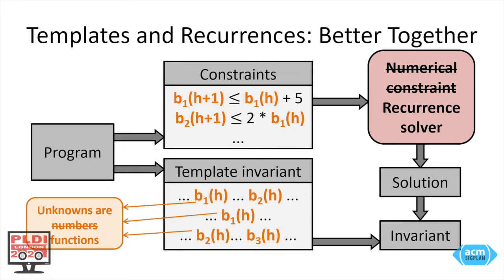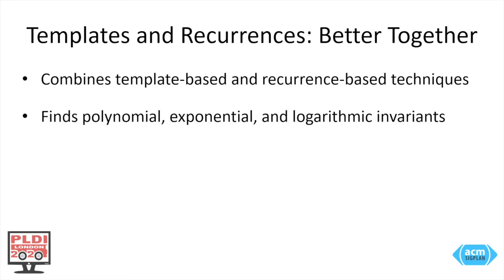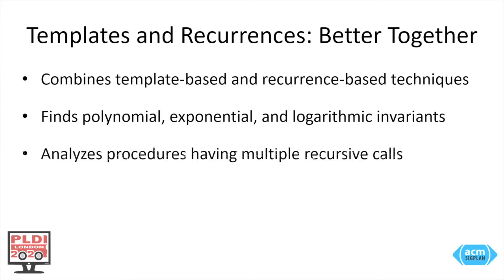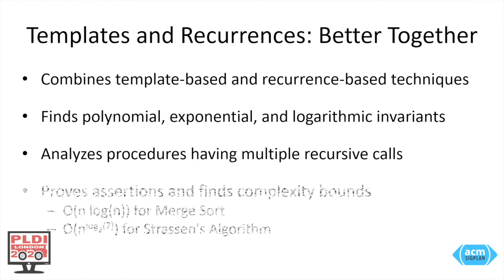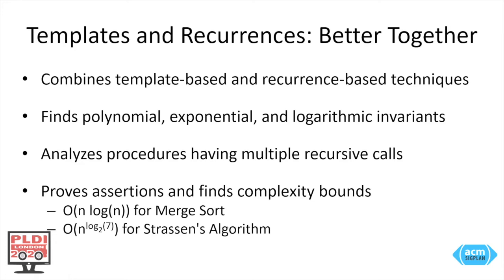The approach that I'll describe in this talk uses templates in which the unknowns are functions rather than numbers, and the constraints on those unknowns are recurrence relations. The approach finds invariants that include polynomials, exponentials, and logarithms, and it can be used to analyze procedures that contain multiple recursive calls, such as tree traversals and divide and conquer algorithms. The approach can be used to prove assertions and to find complexity bounds, such as an n log n bound for merge sort and a bound of n to the log base 2 of 7 for Strassen's algorithm.